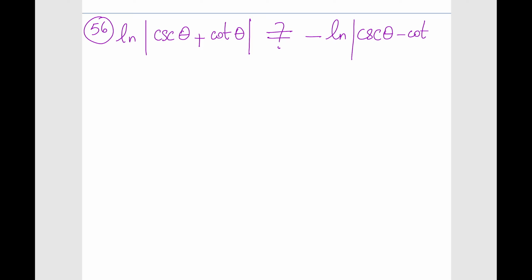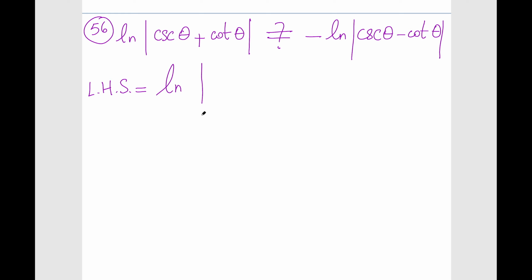So we want to show that ln, the natural log of the absolute value of cosecant of theta plus cotangent of theta, is equal, that's what we want to show, to negative ln of cosecant of theta minus cotangent of theta. Okay. It looks like no matter where we start, they're almost the same. So, all right, you choose your side and start from there. Let's say left hand side.